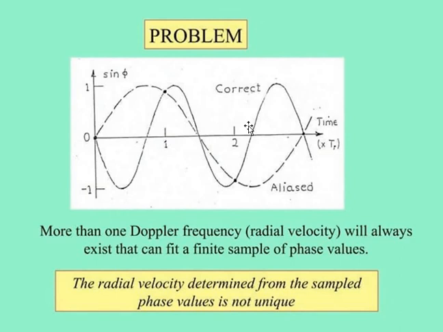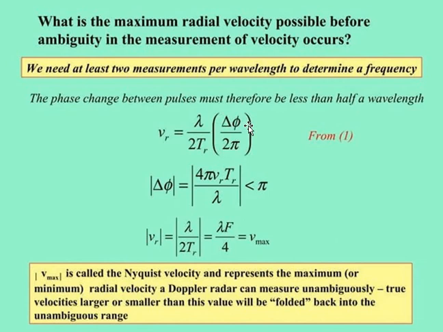And the main problem here is that the Doppler frequency can exist between finite and infinite numbers of phase changes. So the phase changes for finite pulses must be less than half a wavelength, which is lambda over 2Tr, which is delta theta over 2 pi. This Vmax is called the Nyquist velocity and represents the maximum or minimum radial velocity. A Doppler radar can measure unambiguous true velocities, both large and small.